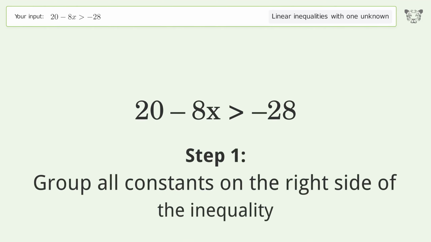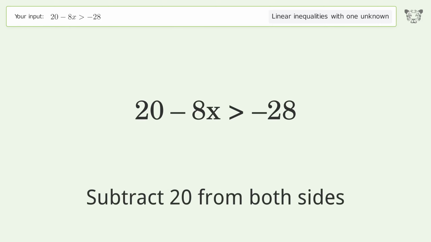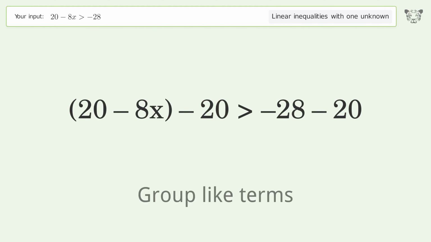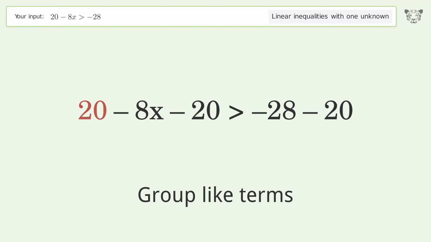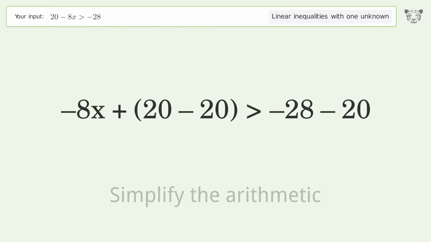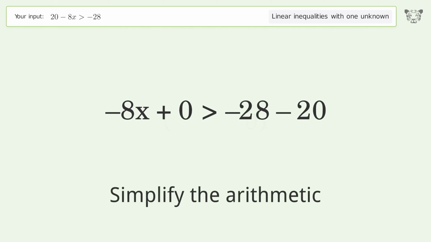Group all constants on the right side of the inequality. Subtract 20 from both sides. Group like terms. Simplify the arithmetic.